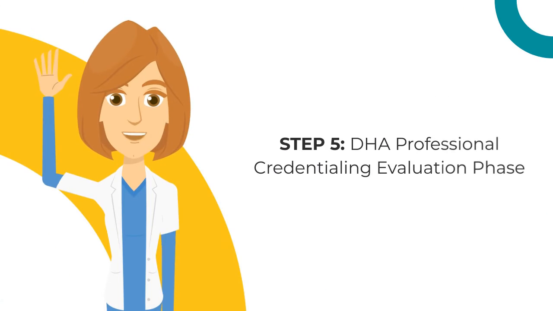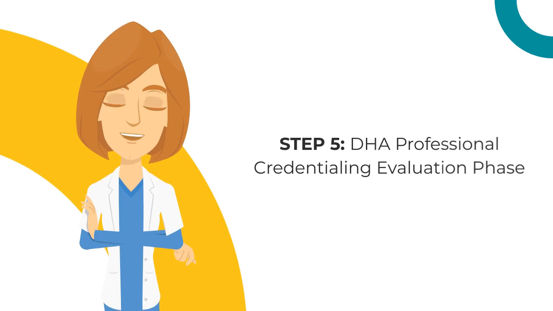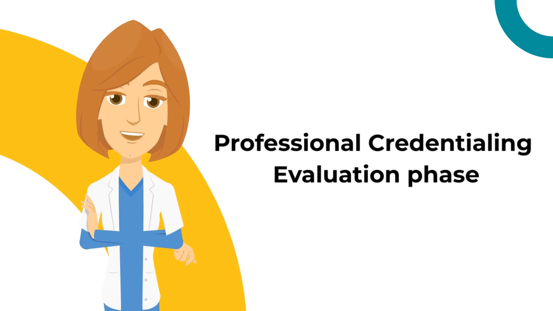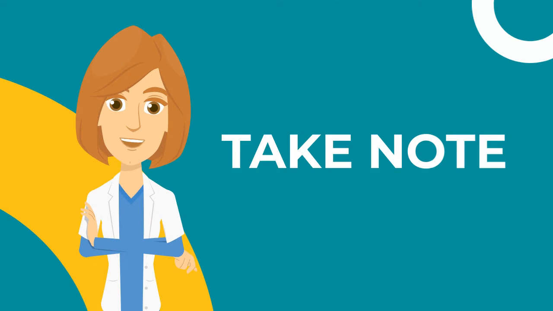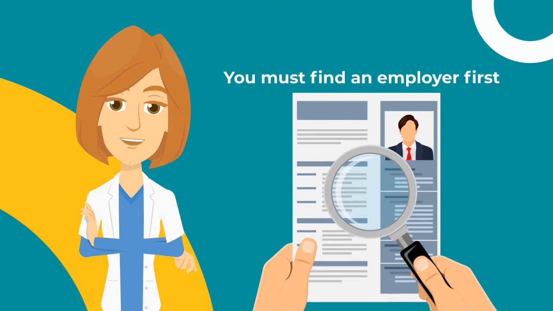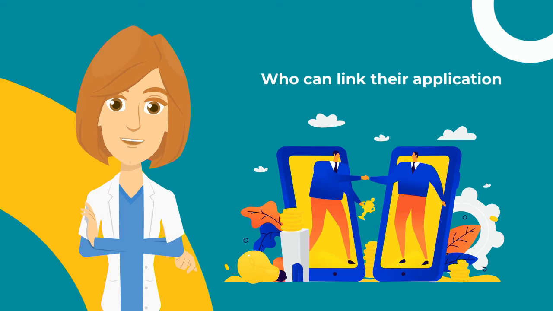Step 5. DHA Professional Credentialing Evaluation Phase. Once the candidate has received their data flow report and passed the exam, the candidate can now proceed to the Professional Credentialing Evaluation Phase. This is the process wherein the candidate's eligibility letter will be released. This document is needed to process their DHA license. Take note, in order to process your license application, you must find an employer first, if you haven't yet, who can link their application to the DHA regulatory body for the DHA license issuance.